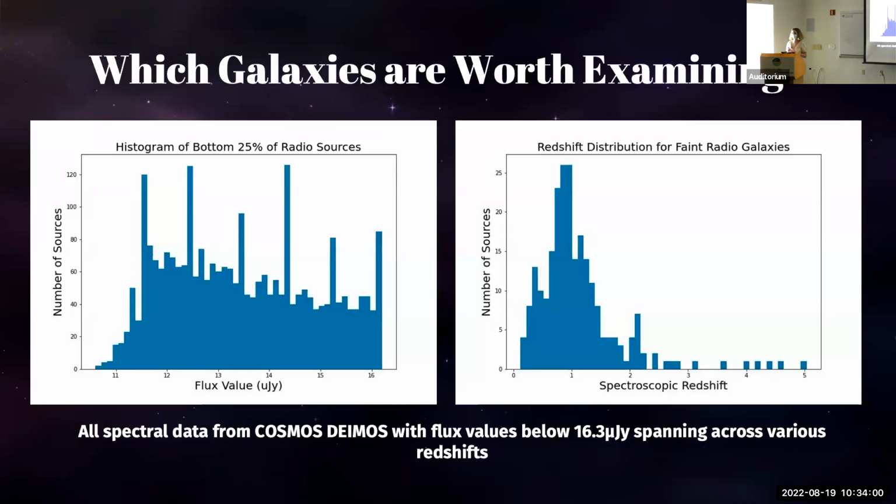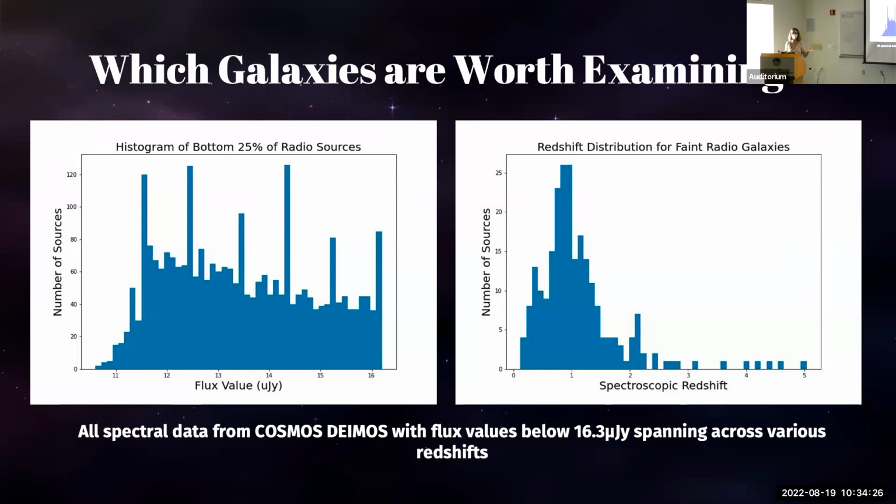The first chunk of my summer consisted of determining which galaxies were worth examining. We started with a radio table from COSMOS. So we had galaxies and then their radio flux values. And from there, we worked to determine which were the faintest, which we did by calculating the bottom 25%. We found that cutoff to be at 16.3 microjanskis. So our bottom quarter of the faintest were sources with flux values below that.